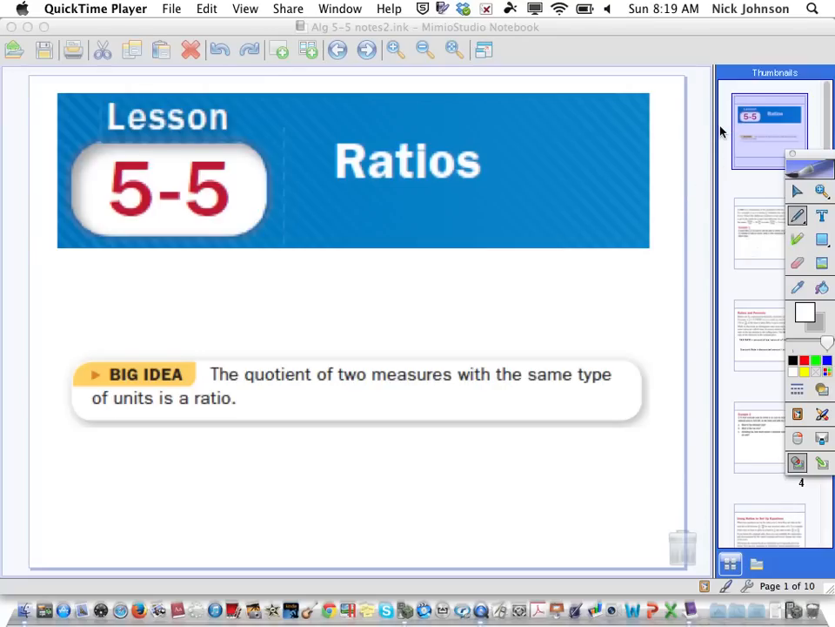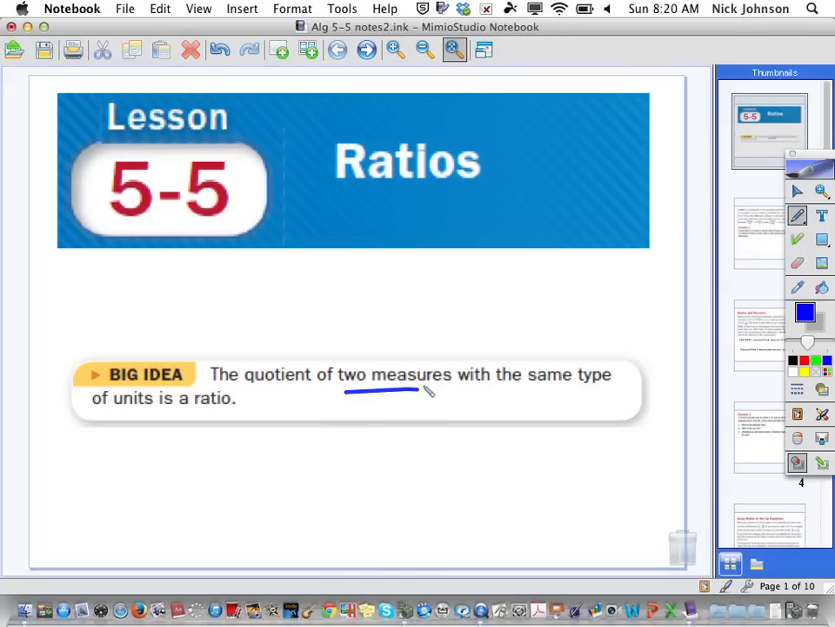Lesson 5-5 Ratios. The big idea is the quotient of two measures with the same type of units is a ratio. So I want you to make a note of this. It is two measures with the same type of units. So feet over feet is a ratio.